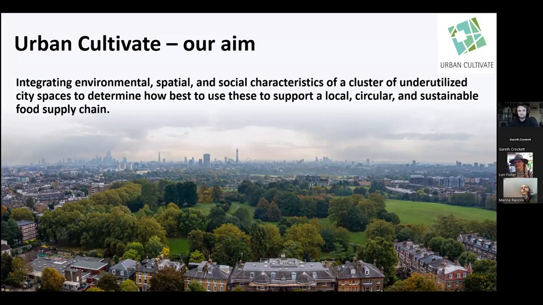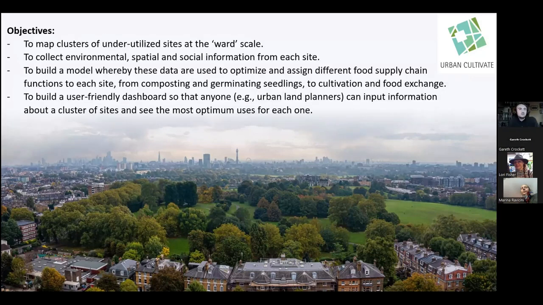And the objectives of the project, at least in this proof of concept phase, are not to start implementing solutions in space, in giving the community, in a sense, a new greenhouse, or a new food exchange space, but rather to build up a model and eventually a dashboard so that urban land planners and local communities can work together to find what the most optimum use of these vacant spaces is.